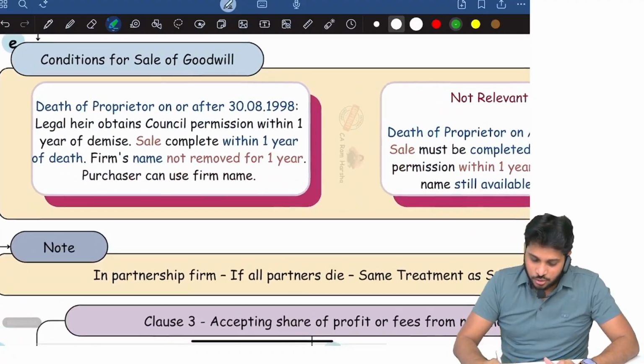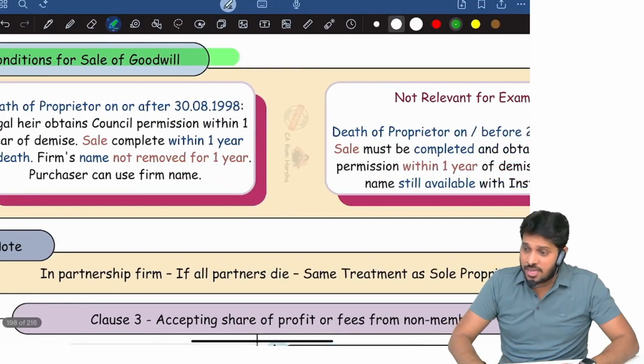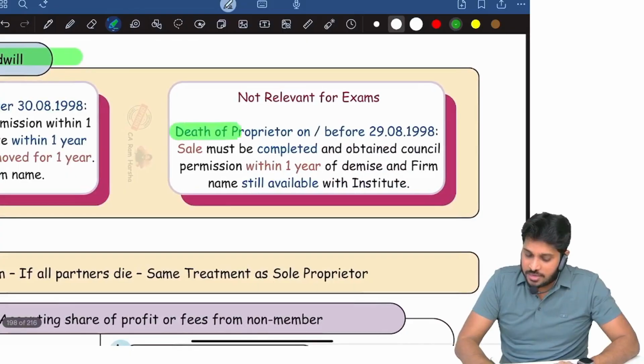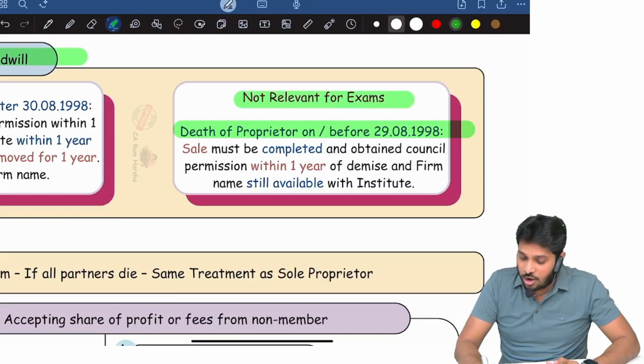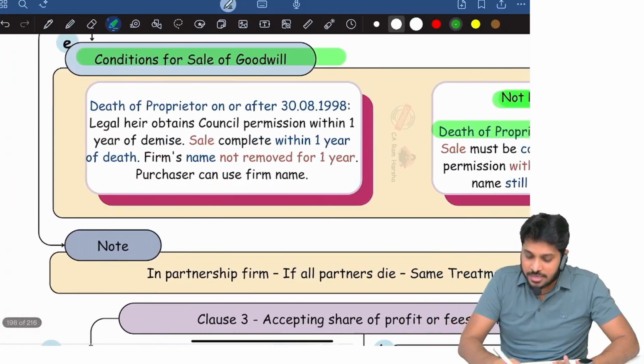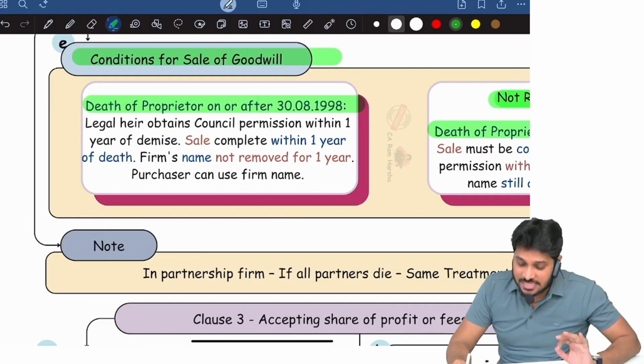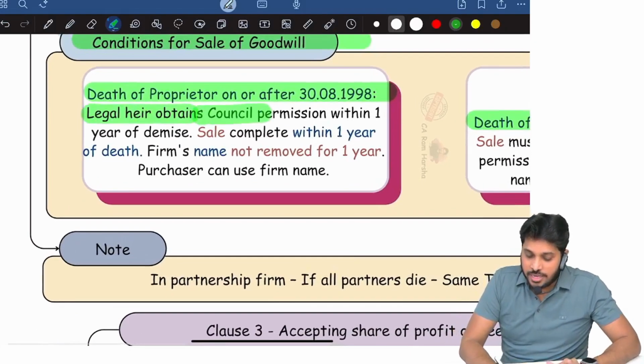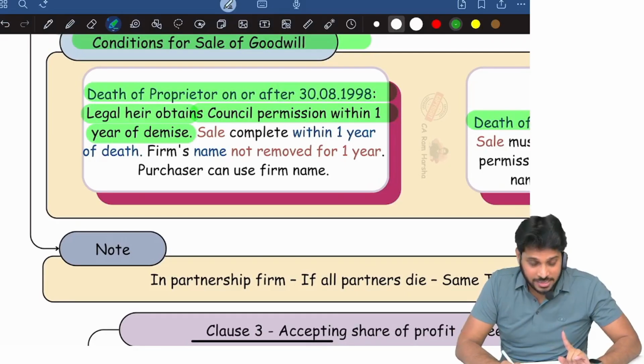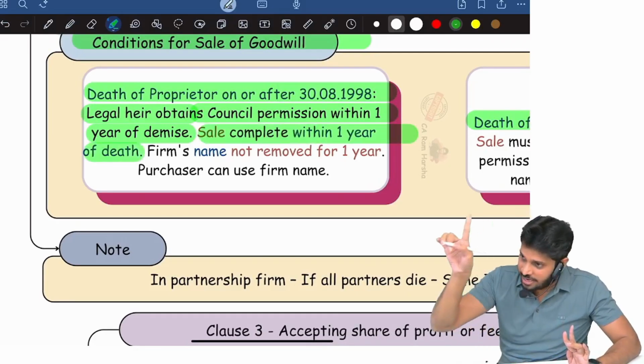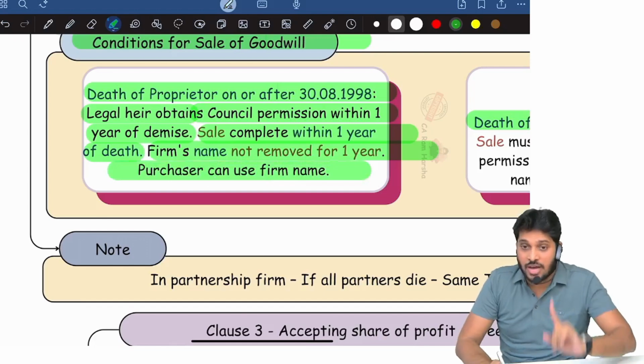Clause 2 continuation. Conditions for sale of goodwill. If the proprietor died before 1998, not relevant for exams. If the proprietor died on or after 30th August 1998, then the legal heirs need to first take permission within 1 year of the demise, and the sale has to be completed within the same 1 year of the death. The firm name will not be removed until 1 year.